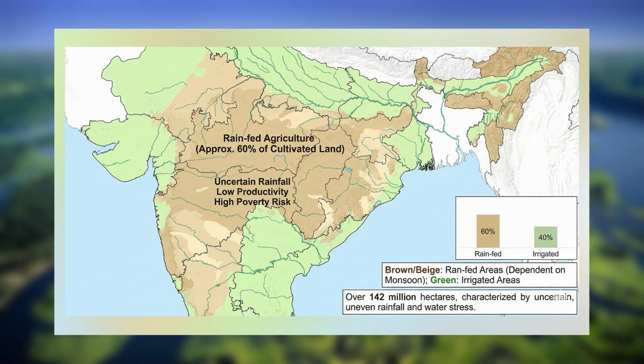Nearly 60% of India's cultivated land, covering about 142 million hectares, depends mainly on rainfall. These rain-fed areas generally show low agricultural productivity, limited income and employment opportunities, and a high level of poverty. Much of this land is fragile and marginal in nature. Rainfall in such regions is uncertain and unevenly distributed, which often causes water stress during critical crop growth stages and makes farming highly risky before and after harvest.